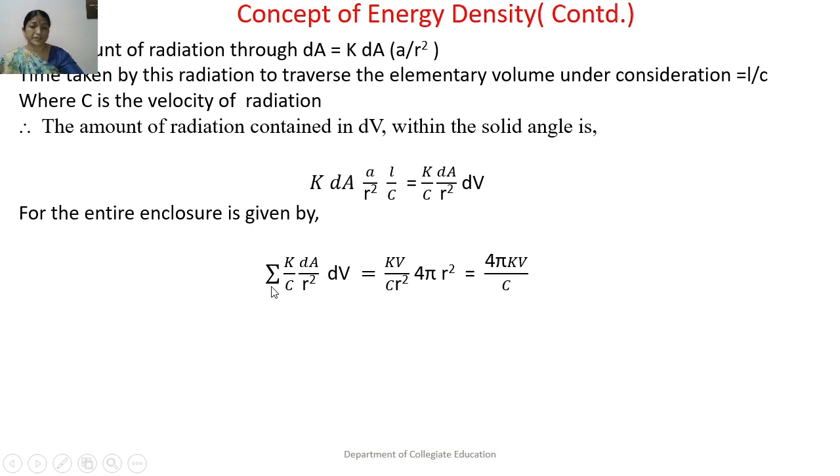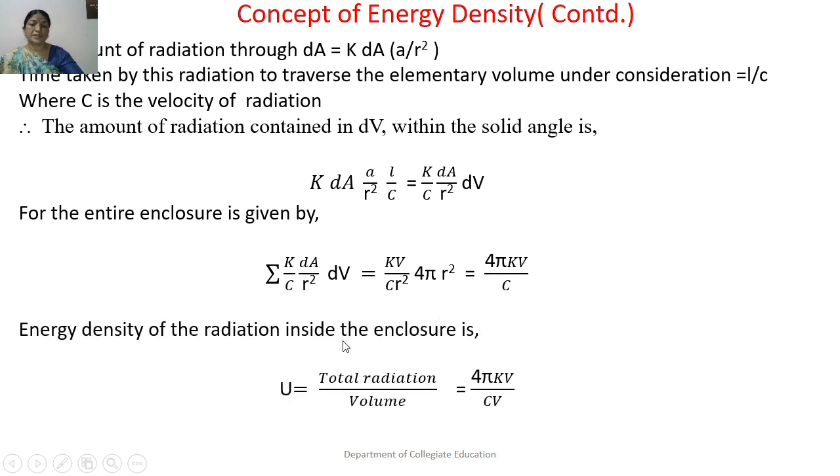After simplifying, the summation of dV is V, giving K C by r square, where 4 pi r square is the surface area of the imaginary sphere. Solving this, we get 4 pi K V by C. The energy density of the radiation inside the enclosure is given by the total radiation per unit volume, which gives the expression for energy density U equal to 4 pi K divided by C. This is a very important expression you need to remember.